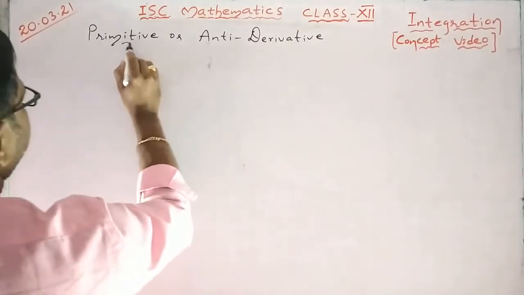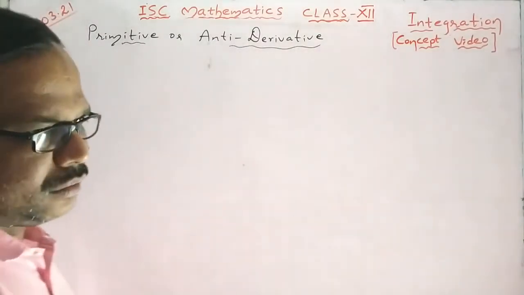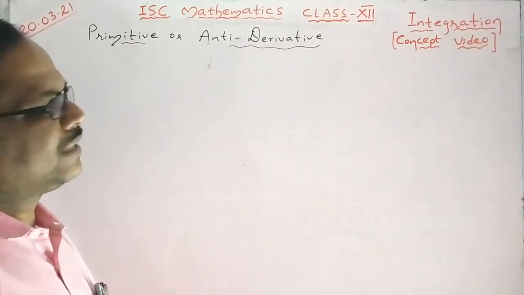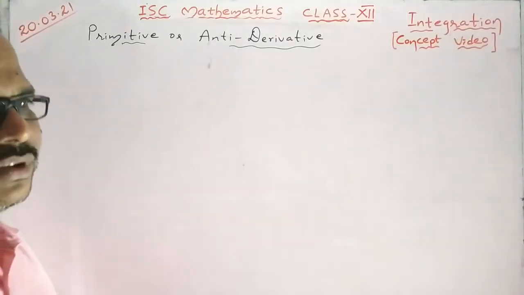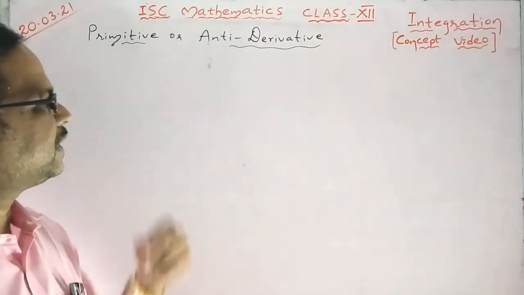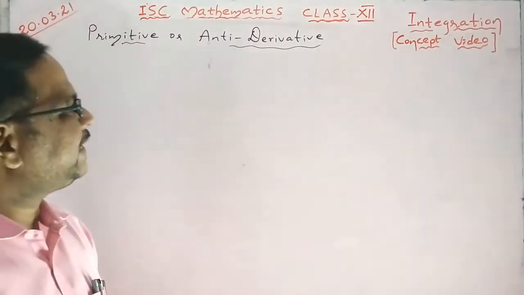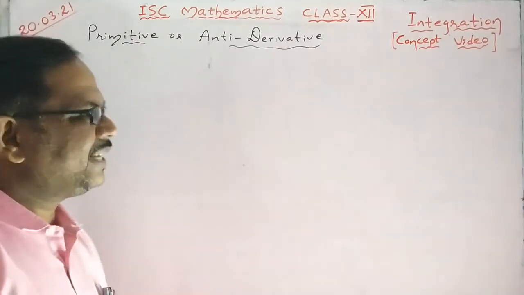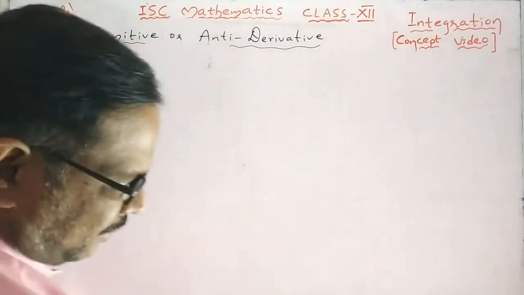Actually, integration is the inverse process of differentiation, that means derivatives, or the inverse procedure of derivative. So that is why we call it antiderivative. Integration is nothing but antiderivative. So what is primitive or antiderivative?